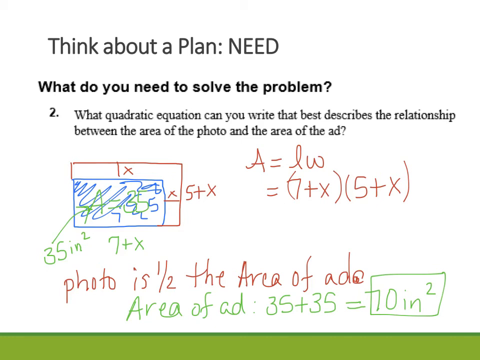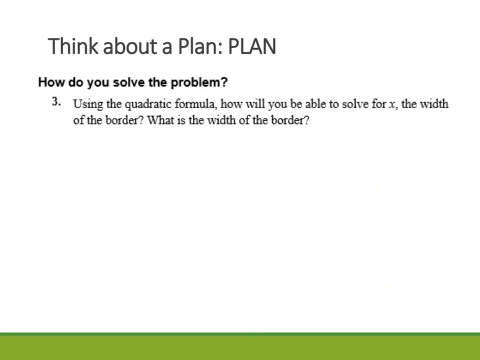Okay, so that's the next step of solving. Using the quadratic formula, how will you be able to solve for x, the width of the border? Well, our equation is 70 is equal to 5 plus x times 7 plus x. And we need to write this equation in standard form and then use the quadratic formula to solve.